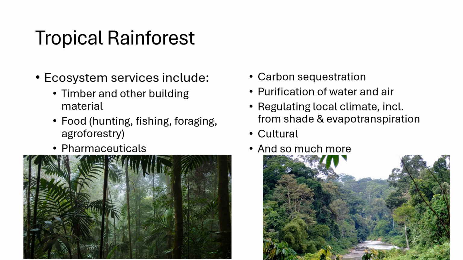Some of the ecosystem services of forests are timber and other building materials, food. People get food from the forests, and potential pharmaceuticals. We get a lot of our pharmaceuticals from living organisms, from the organic molecules that organisms produce. And there's a lot of untapped potential in the world, a lot of organisms that we haven't studied for potential pharmaceuticals. And if tropical rainforests are home to half of the world's terrestrial species, then there's a lot of potential for those species to have compounds that we could use as pharmaceuticals.